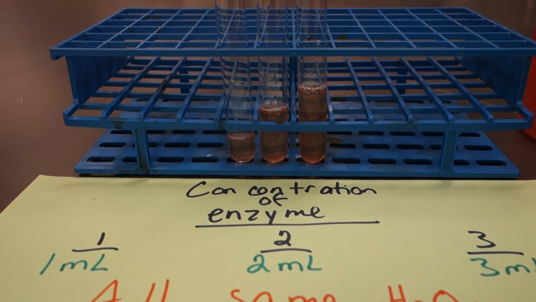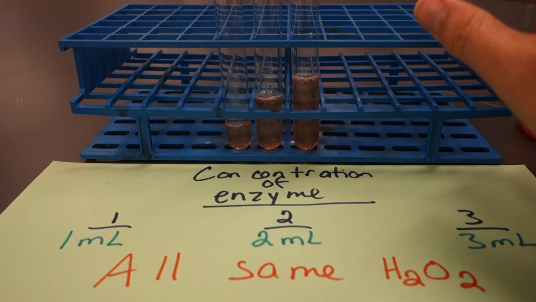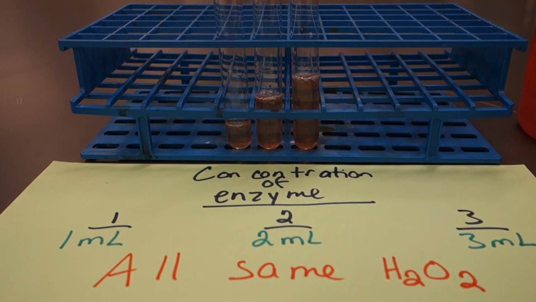So one of the other experiments that you're going to be doing here in Lab 5 is to look at the concentration of the enzyme. How does that affect the rate of our products? So you're going to be testing this in 20 seconds with 3 different concentrations of enzymes. So I've set that up here.